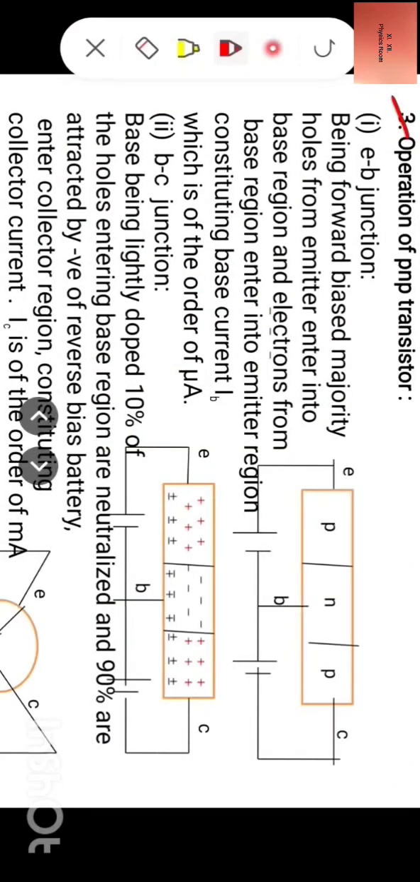Now operation of PNP transistor. So this is the circuit diagram of operation of PNP transistor. This is forward bias, this is reverse bias. Emitter base junction is forward bias and base collector junction is reverse bias. Now first we look at emitter base junction. Emitter base junction being forward biased, majority holes from emitter enter into base region and electrons from base region enter into emitter region, constituting base current IB, which is of the order of microamperes.